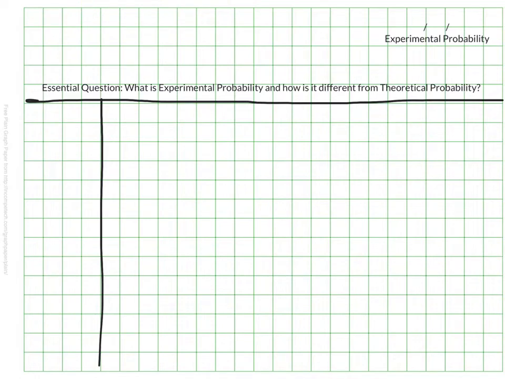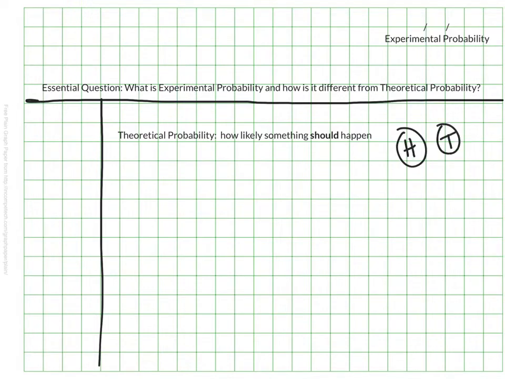We've already talked about theoretical probability, and I'm just going to remind us of what that is here. We talked about theoretical probability being how likely something should happen. For example, when we flip a coin, right? If we have a coin that's heads on one side and tails on the other, there are two outcomes. They're equally likely, so we should get heads about half the time. One out of every two coin flips, we should get heads, right? That's our theoretical.